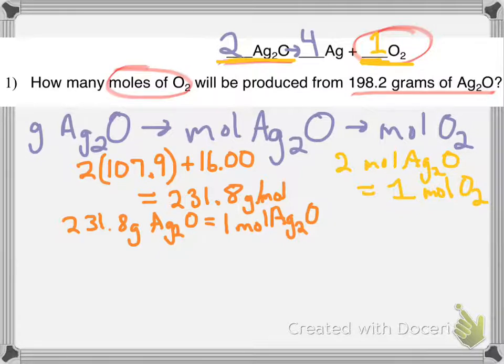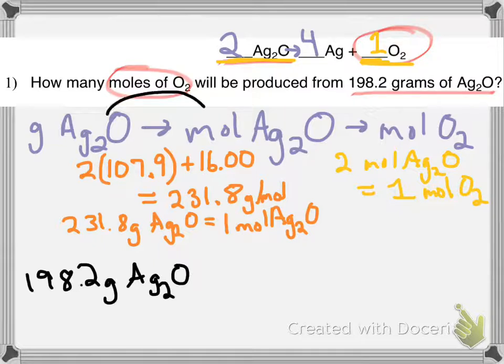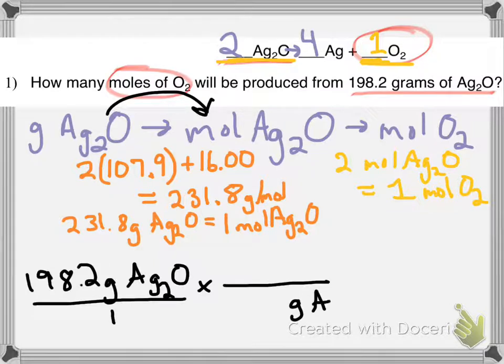So now I'm ready to set up my equation. So I always start with what I'm given, in this case 198.2 grams of silver oxide, and now I'm converting it into moles of silver oxide. That's my first step. So I have my multiplication sign and a line. Remember, this is like over 1, so my grams is in my numerator. So I want to get rid of grams of silver oxide, so I'm going to put my unit grams of silver oxide on the bottom, and as you can see from this step, I'm converting into moles of silver oxide.